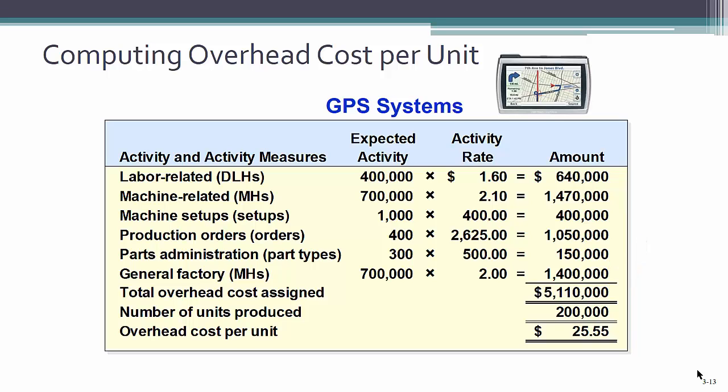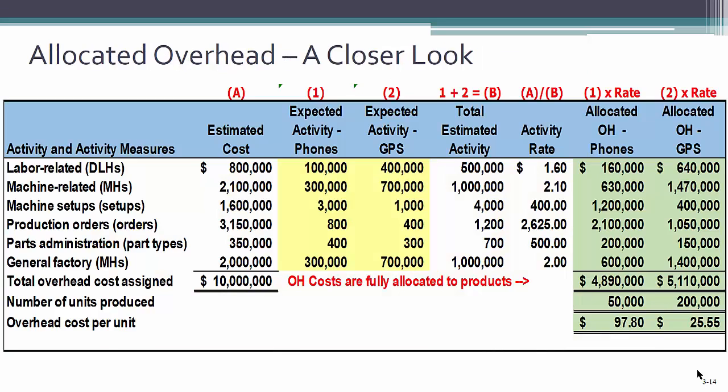Now we calculate the overhead cost per GPS system. We divide $5.11 million of overhead by 200,000 GPS systems to be produced. The result is $25.55 of overhead costs per system. We'll look at the whole picture next.